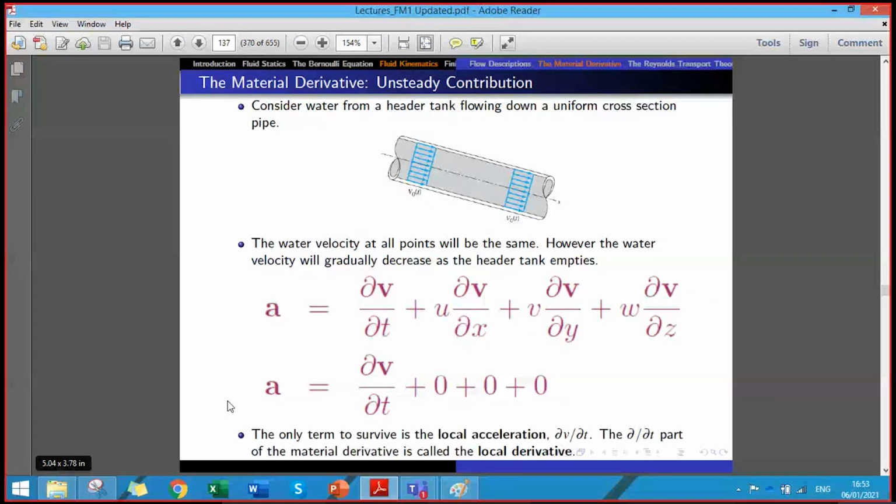So the only term is the local. This acceleration is called the local acceleration, and the derivative is called the local derivative, or the convective acceleration, or the convective term, or the temporal acceleration, or the unsteady acceleration. These are all the names for this type of acceleration.